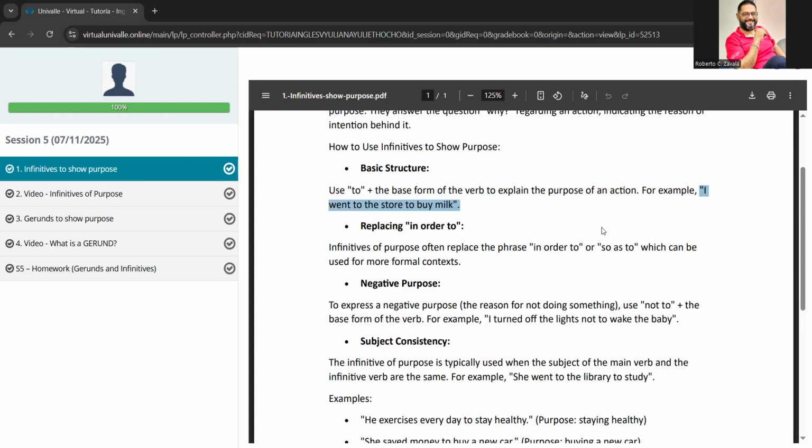The next one says replacing in order to. Now, in order to is the longer version that we use to express purpose. Instead of in order to, we could just shorten it to to. Infinitives of purpose often replace the phrase in order to or so as to, which can be used for more formal contexts. So if you notice here, it only says to. Here you have in order to. This is the long version. The short version will be just to.